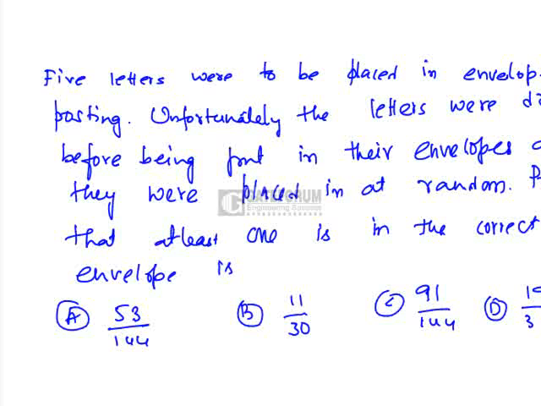Now we have to find the probability that at least one is correctly placed, which can also be written as 1 minus the probability that no one is placed correctly. No one is placed correctly, let us say. Now, 1 minus the probability of the number of favorable cases here.